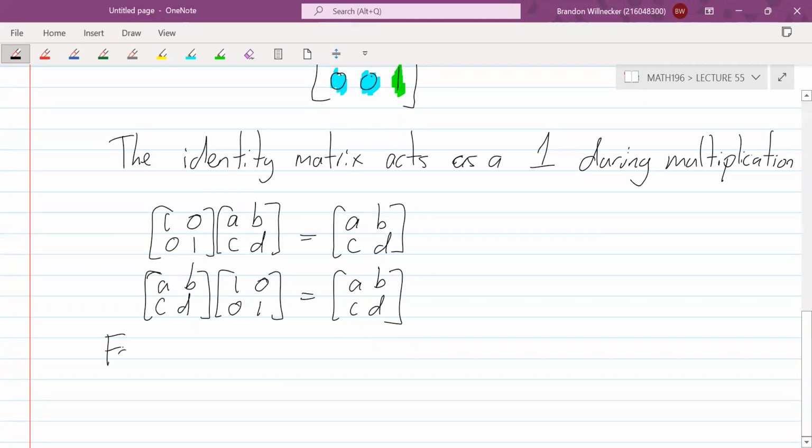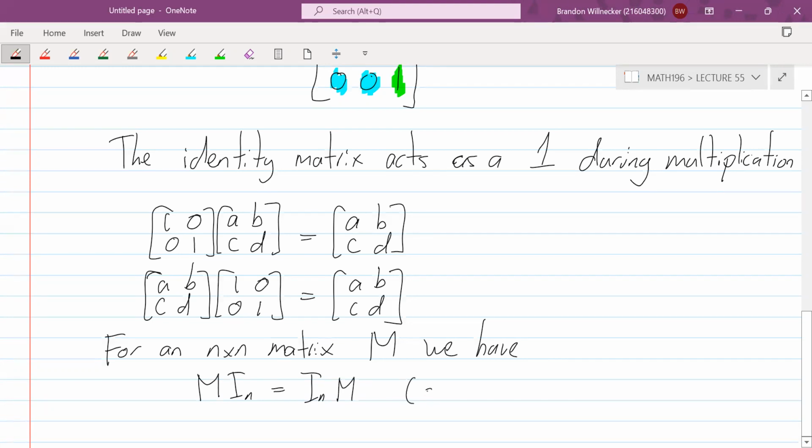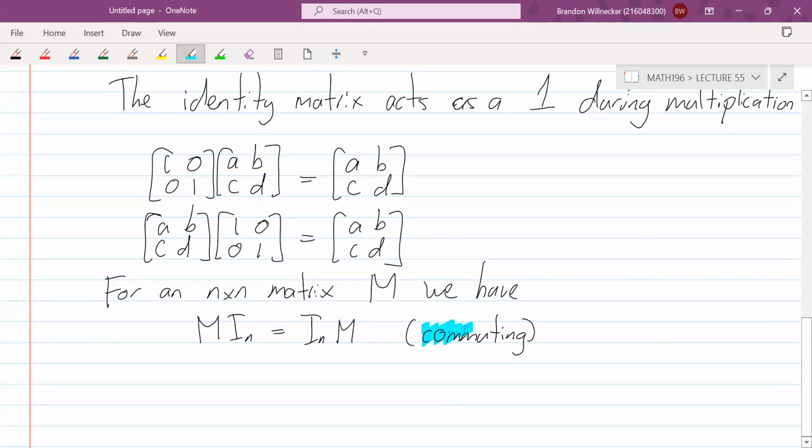So for an n by n matrix, let's say M, we have that M times the identity is equal to the identity times M. We say that these are commuting. They're commutative. So you can do the product in both directions, or if you swap them in the product and it remains the same, we say that it's commutative.